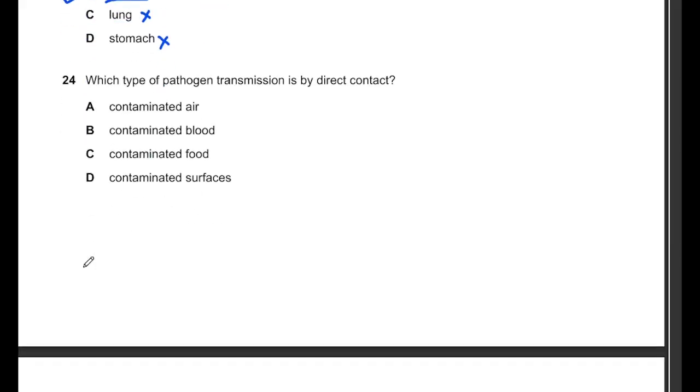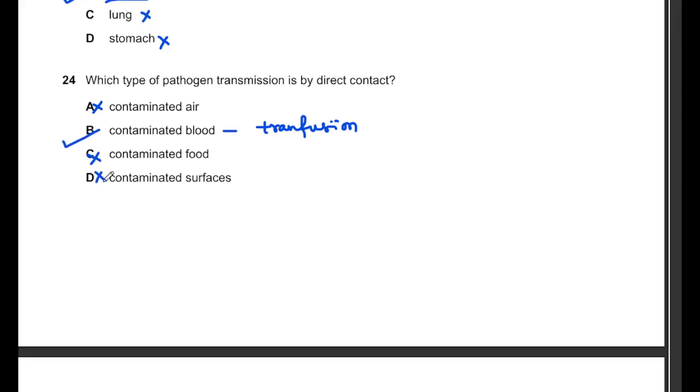Which type of pathogen transmission is by direct contact, something person to person directly? Is it contaminated air? No, that's indirect. Is it contaminated blood, when a blood transfusion or blood donation takes place? Something which is coming in direct contact. Contaminated food, spoiled food? Nope. By surface? No. So the answer is blood.